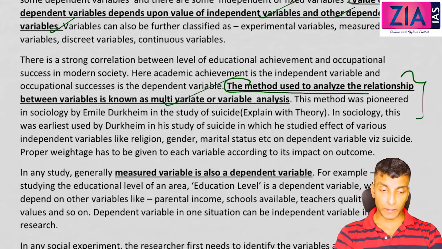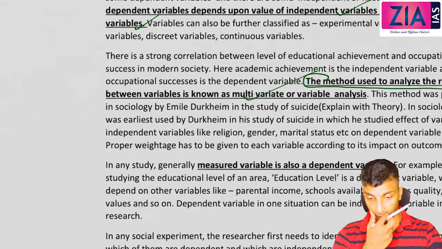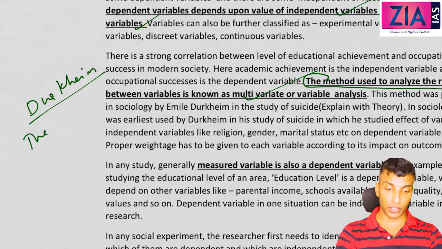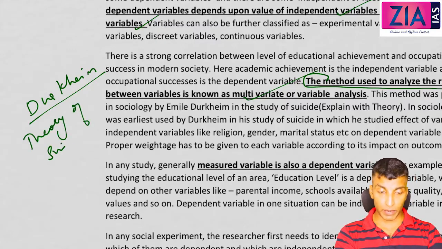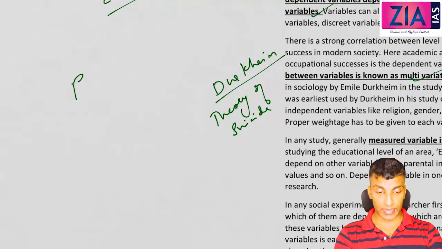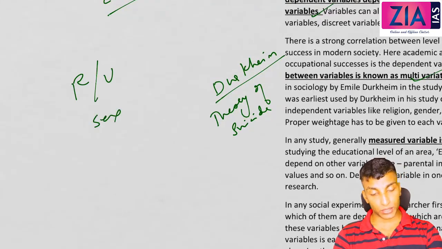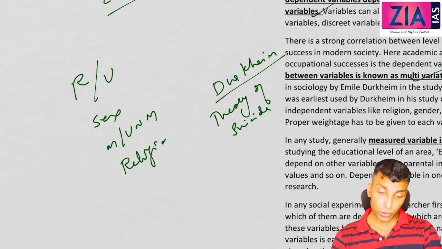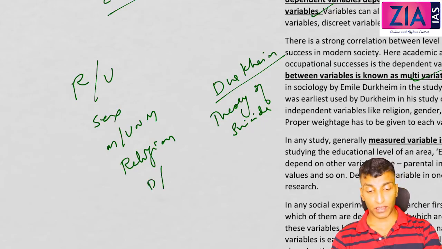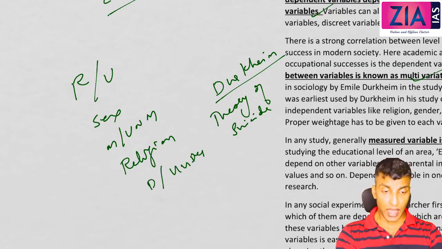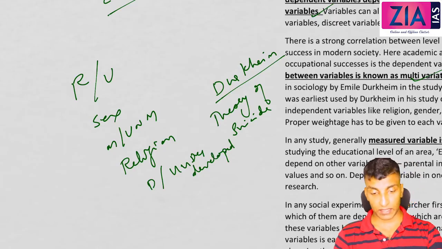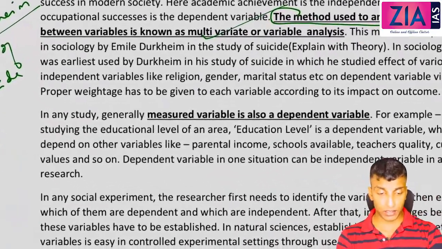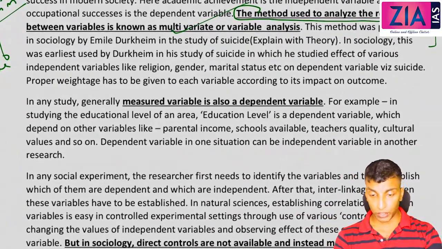So this we will study in the theory of suicide by Durkheim, how he used different variables in conducting that theory. He used different variables like rural, urban background. He used sex. He used married, unmarried, that also as variable. He used religion, like Protestants and Catholics. He used developing and developed. All these are the variables which he used, and we will be studying about Durkheim when we discuss the theory of suicide. So this method was pioneered in sociology by Emile Durkheim in the study of suicide.